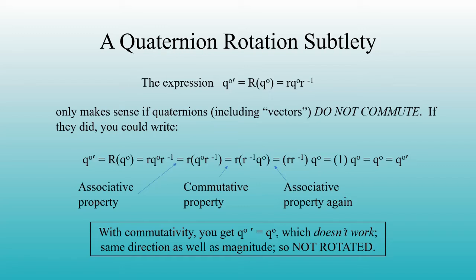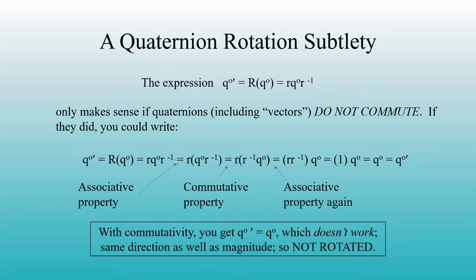However, we also showed earlier that quaternion multiplication is not commutative. Interestingly, at least I think it's interesting, the rotation operator would not work if the quaternion multiplication was commutative. You can see this as follows.